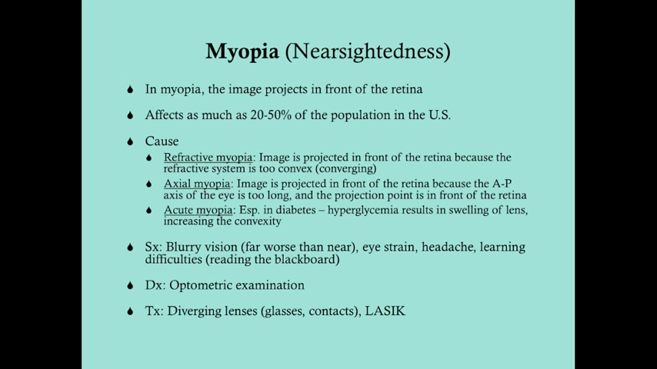The treatment is diverging lenses. So if you have a refractive system that's too convex and you use a diverging lens, it equals itself out, and so the image is projected onto the retina. And it's the same if you have axial myopia. What a diverging lens does is it just pushes back where the image is projected so that it's projected properly for that longer eye. And these lenses can be either glasses or contacts, whichever the patient prefers.